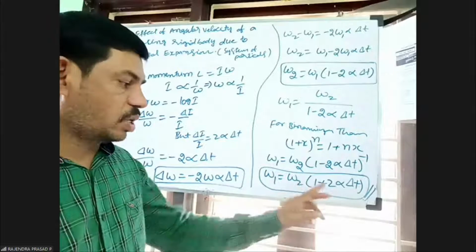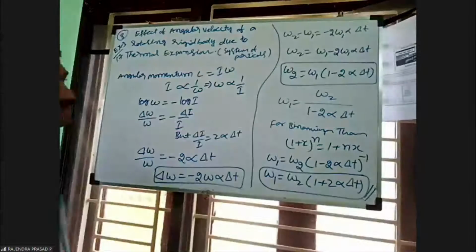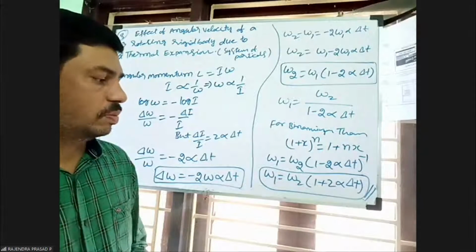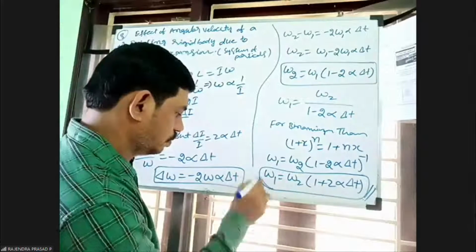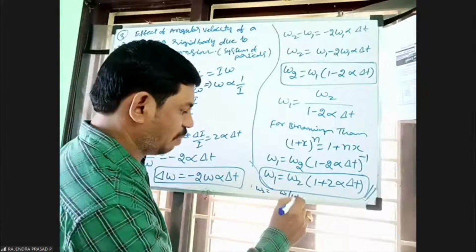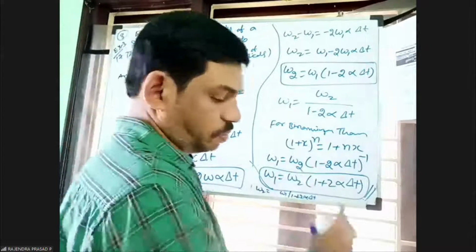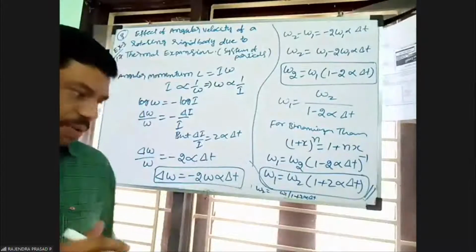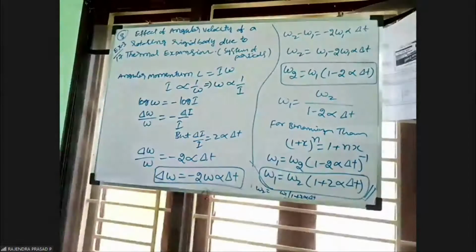This is the answer. Omega 2 equal to omega 1 by 1 plus 2 alpha delta t. Exercise 3, problem 17.